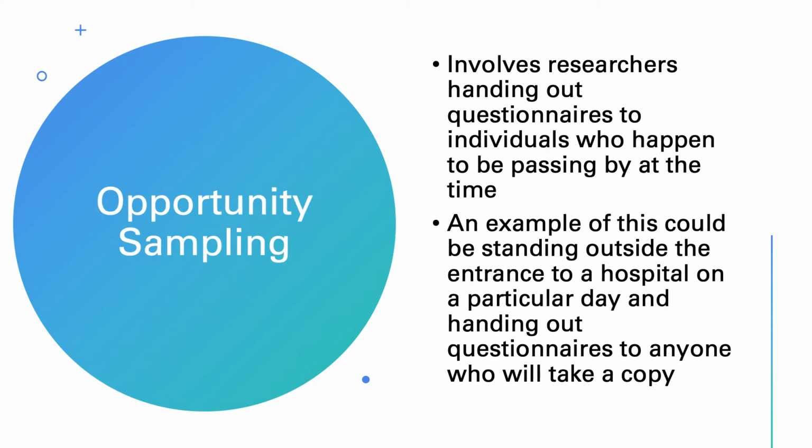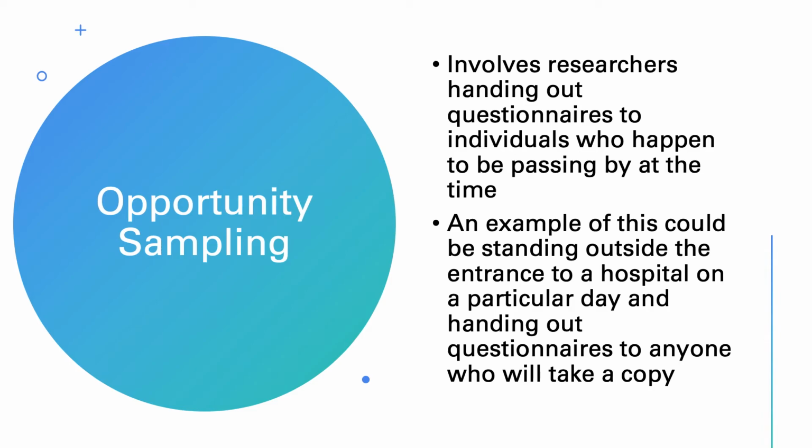And finally, opportunity sampling involves researchers handing out questionnaires to individuals who happen to be passing by at the time. So you are taking an opportunity to give somebody a questionnaire. An example of this could be standing outside the entrance to a hospital on a particular day and simply handing out questionnaires to anyone who will take a copy.